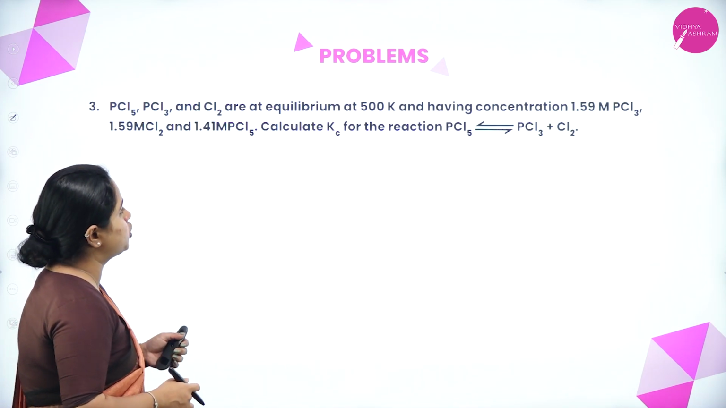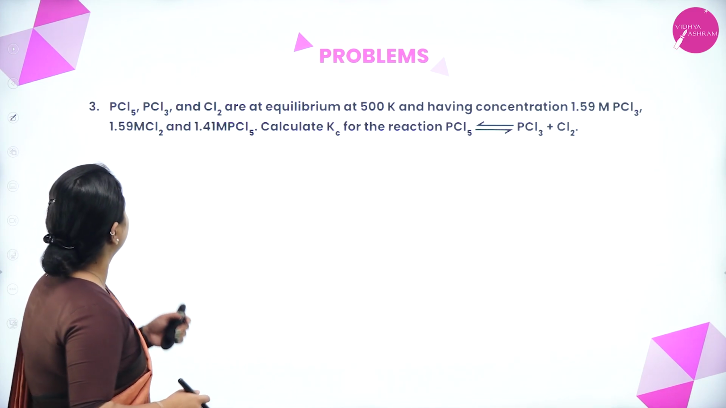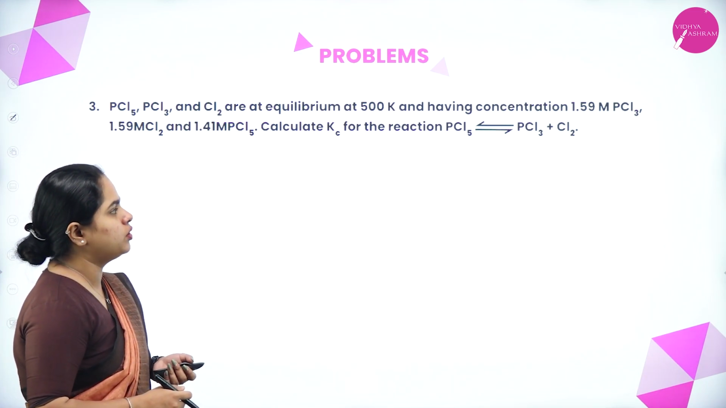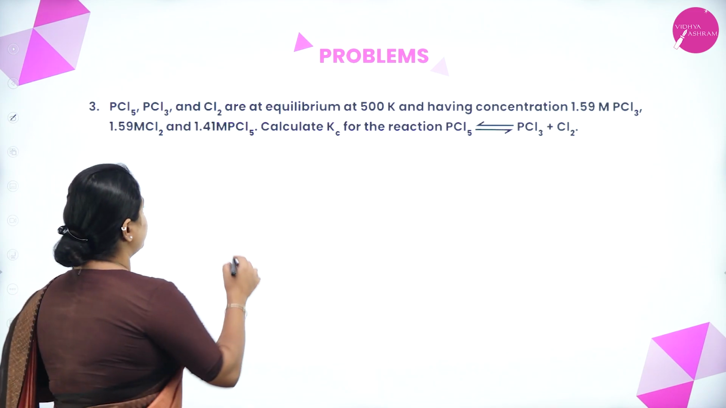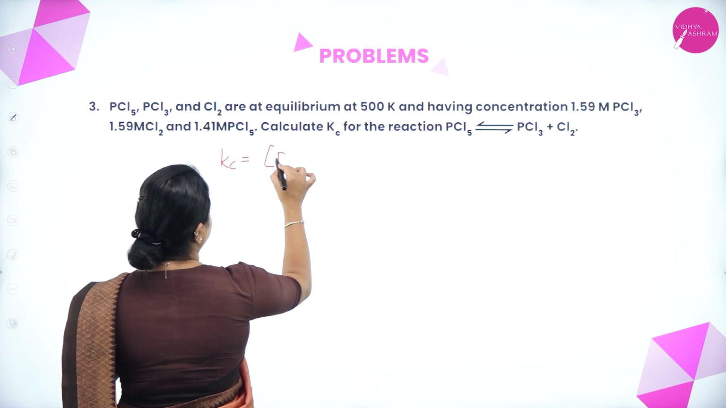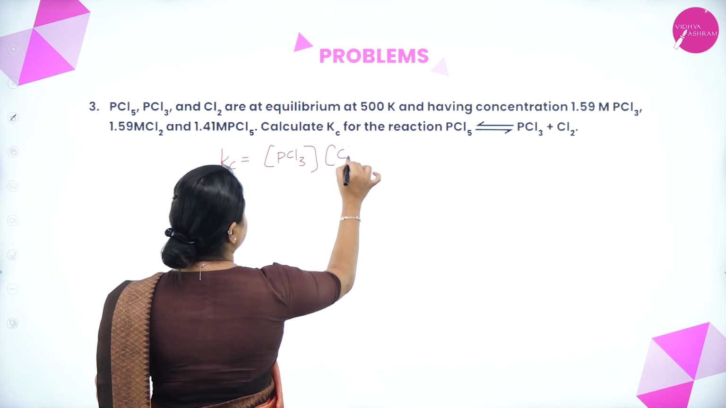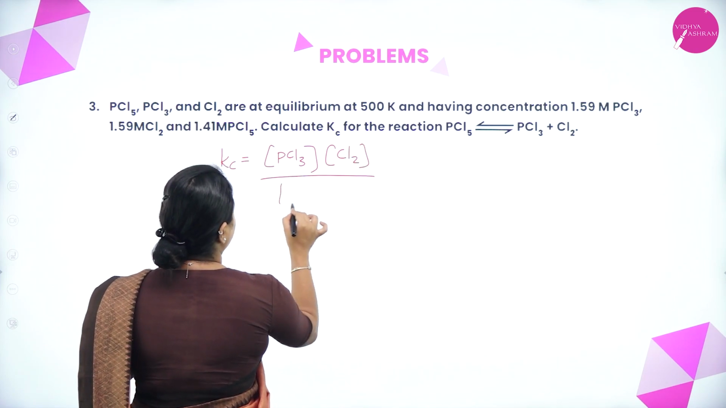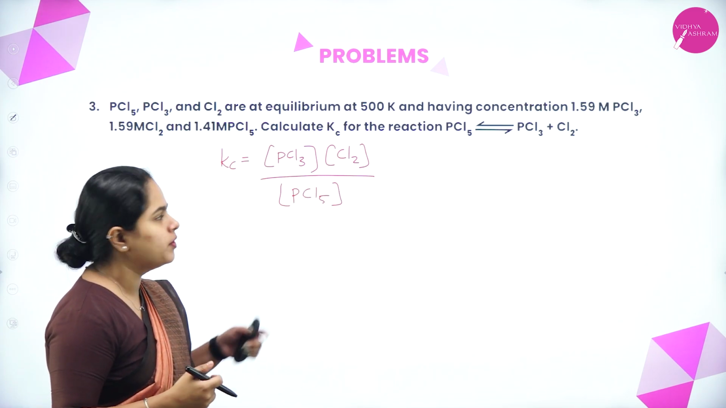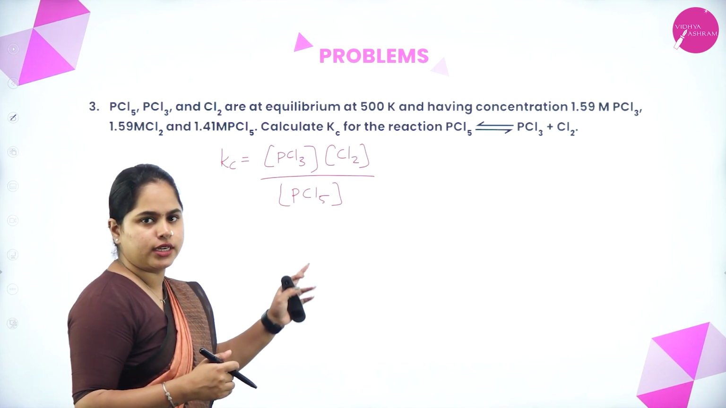PCl5, PCl3 and Cl2 are at equilibrium at 500 Kelvin and having concentrations 1.59, 1.59 and 1.41 molar. Calculate the Kc for the reaction. The same method you have to follow here also. The equation is already given for you. Kc will be the concentration of PCl3 into Cl2 divided by PCl5, as the products are PCl3 and Cl2. As you can see, it's already a balanced equation and there are no stoichiometric coefficients given here. So you just have to write it in this form.